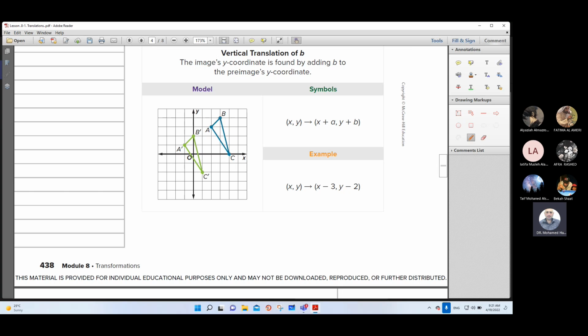So as you see here, 1, 2, 3, 3 units left, then 1, 2, 2 units down. 3 units left means a equals minus 3, goes to the left, and 2 units down means b equals minus 2 because it goes down. So we get x plus a, the value of a will be minus 3, so x minus 3, and y plus b, y minus 2, because the value of b will be minus 2.